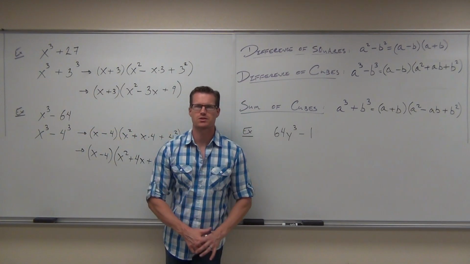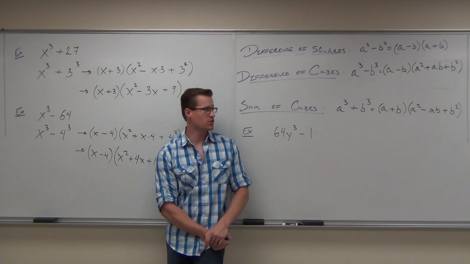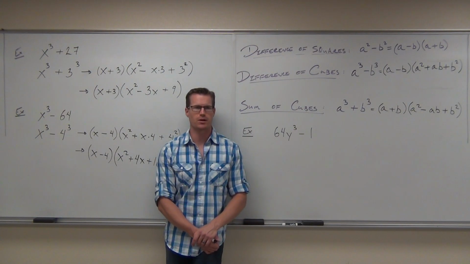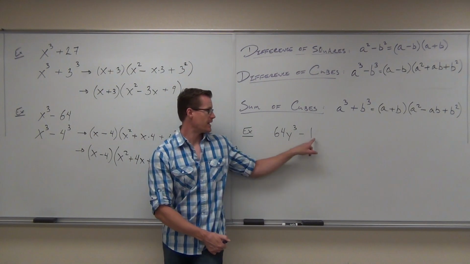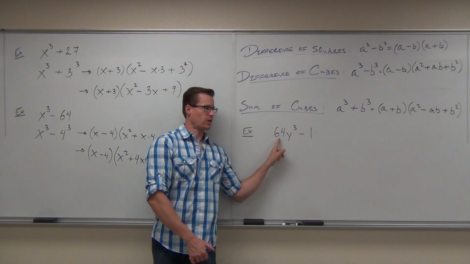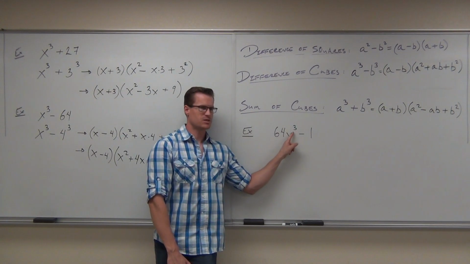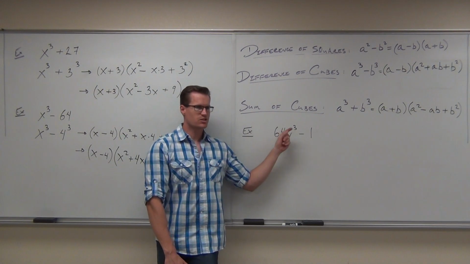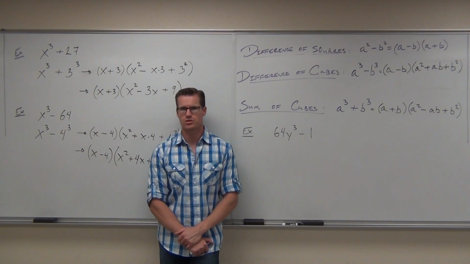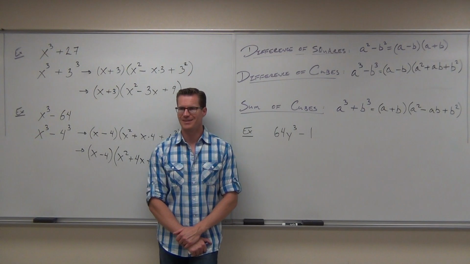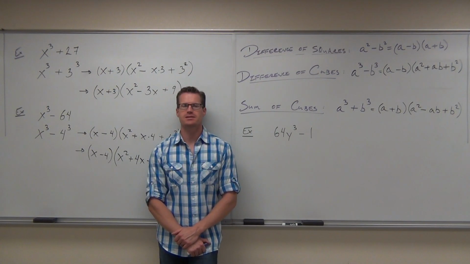True or false? This is a good example of difference of squares. False. Why? That number's a square, but that's not. Can this be difference of squares? No. Is this a good example of sum of cubes? No. Why not? It's not a sum. Pretty obvious it's not a sum. No plus. Can I write this as a difference of cubes?